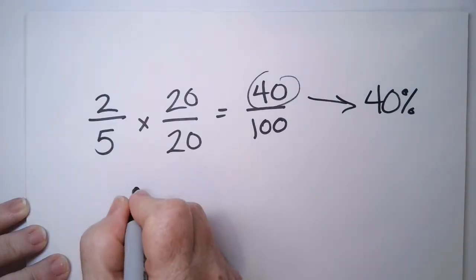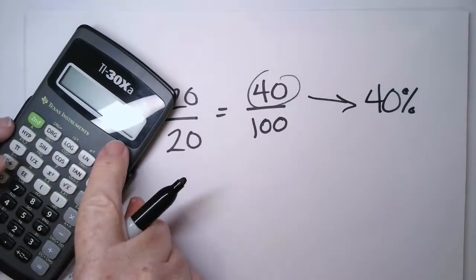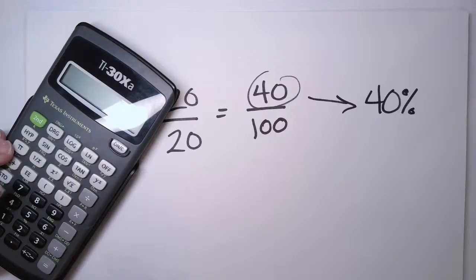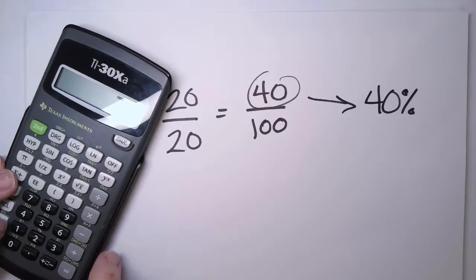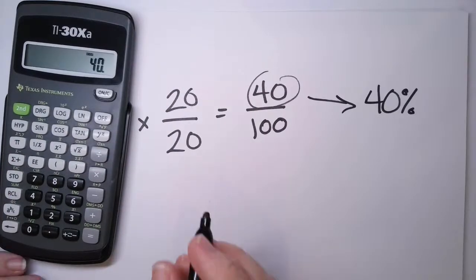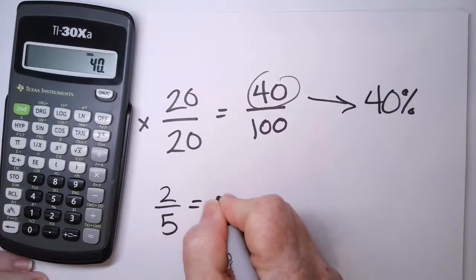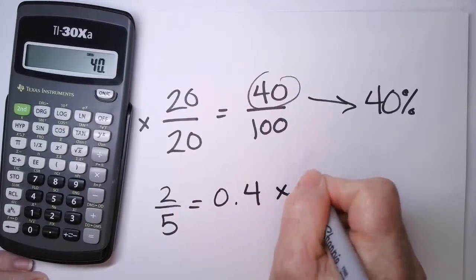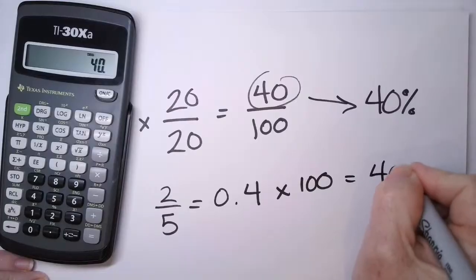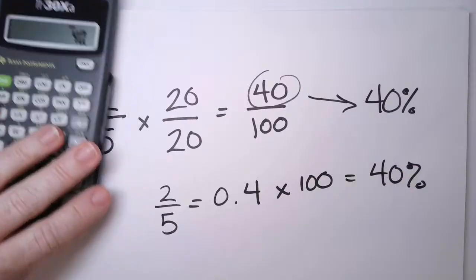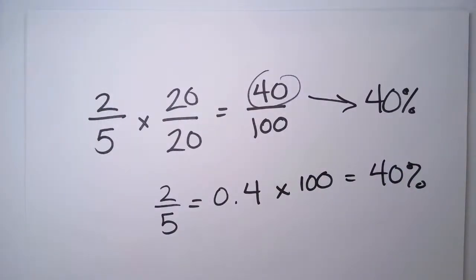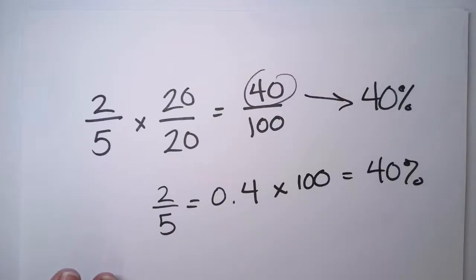There's another way you can do it. You can just take your calculator and say 2 divided by 5 and then multiply by 100, and you'll get the numerator. 2 divided by 5 is 0.4. Multiply by 100 and you get the same. Two different ways of doing it, and they both work.